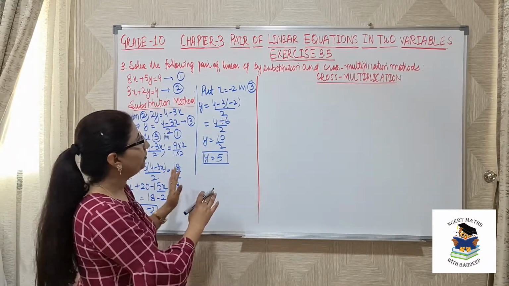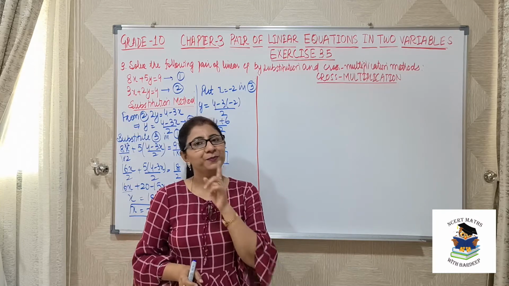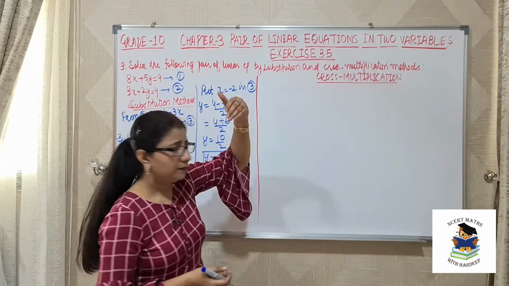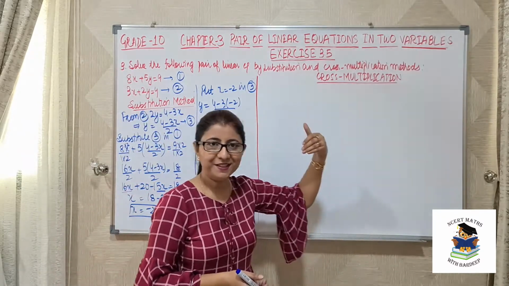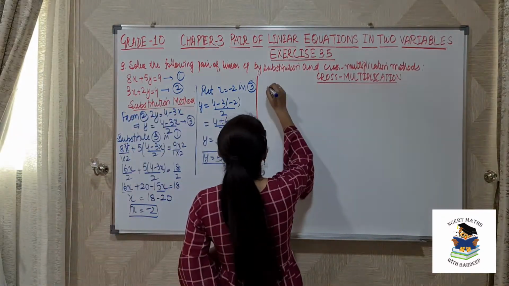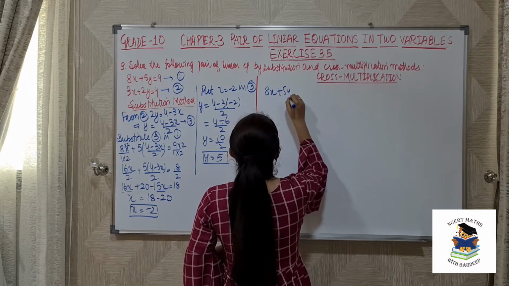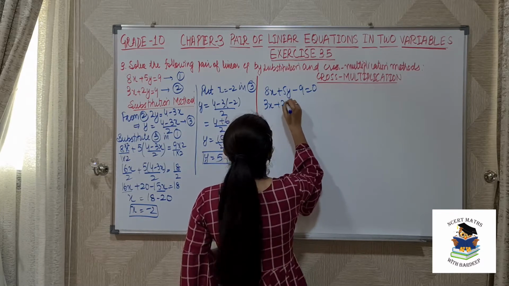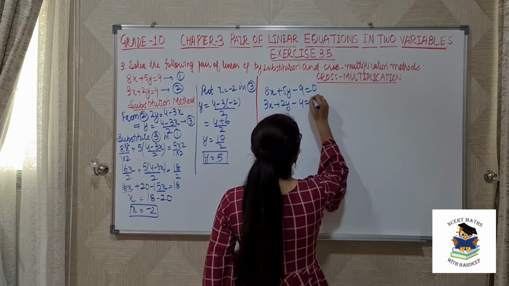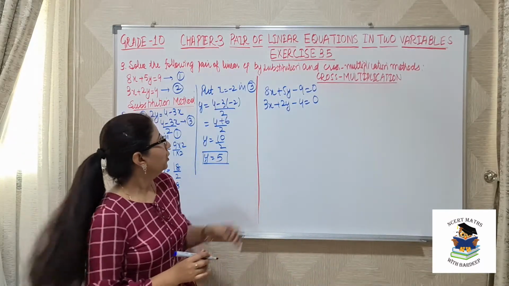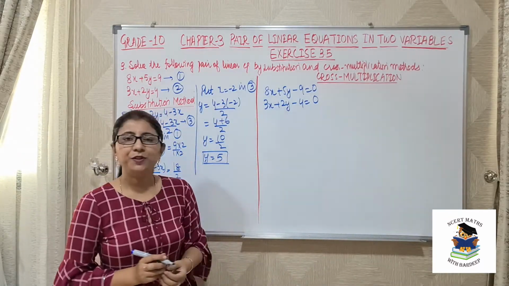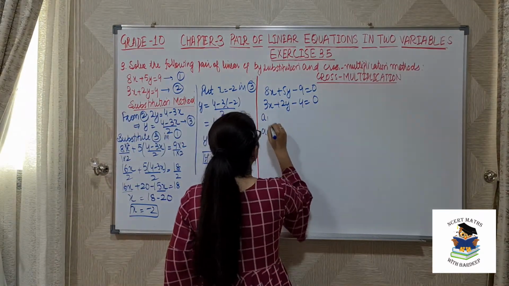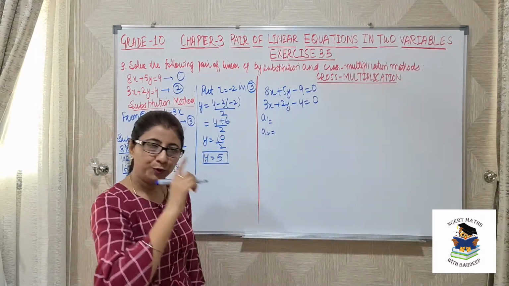Now let's solve this same pair using cross multiplication. So what should be my first step? Whenever we solve this cross multiplication, make sure that right hand side should be 0. So let's make it first 0. So 8x plus 5y minus 9 equals to 0. So 3x plus 2y minus 4 equals to 0. Okay. So now to solve this, first we need to find the values of a1, a2, b1, b2 and c1, c2. Make sure you should not find their ratios, only their values.